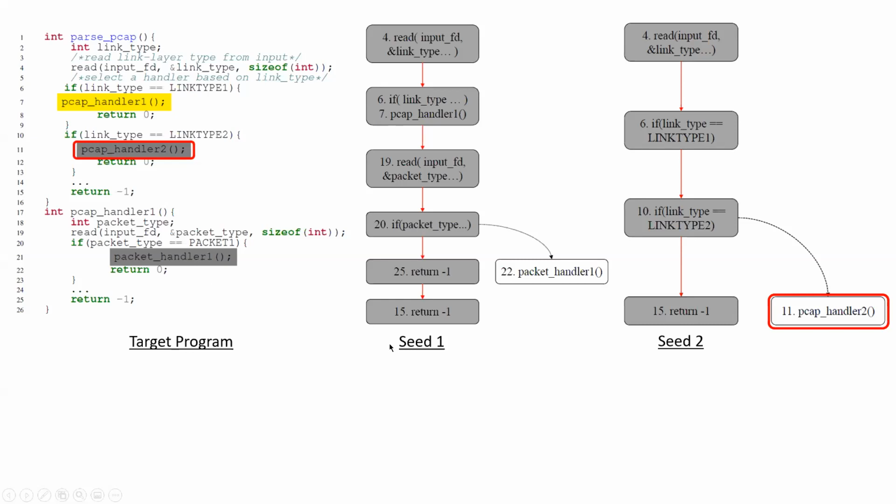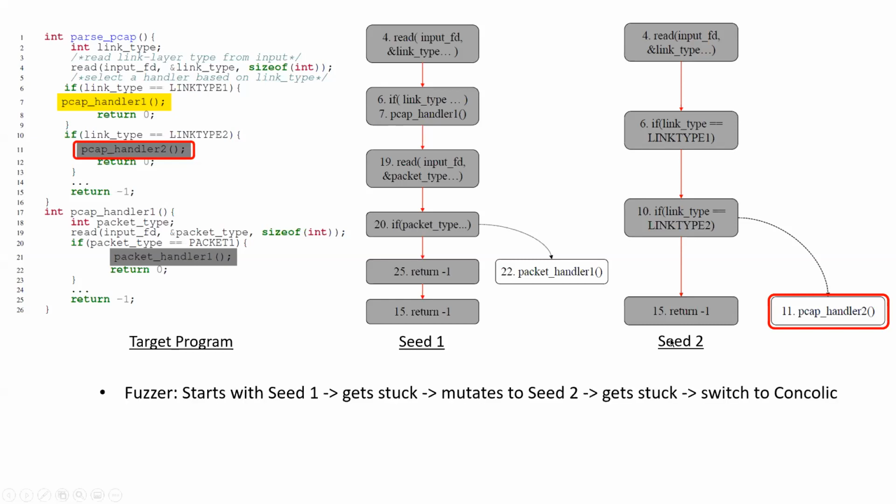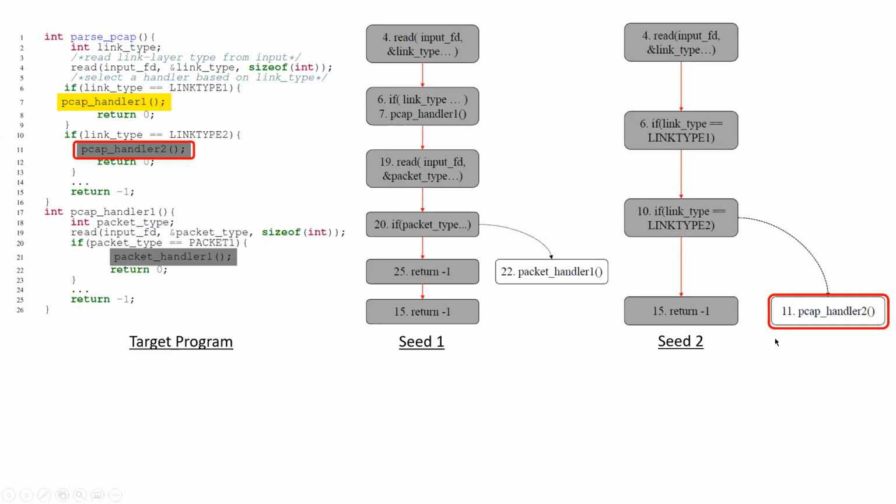So the thing is, what we are doing is we are just trying to cover all the code, and at the same time we are trying to find bugs from them. As this example is saying, assume that we don't know where the bugs are. So the fuzzer will generate this seed 1, and then because it gets stuck at line 20, it doesn't reach line 22.